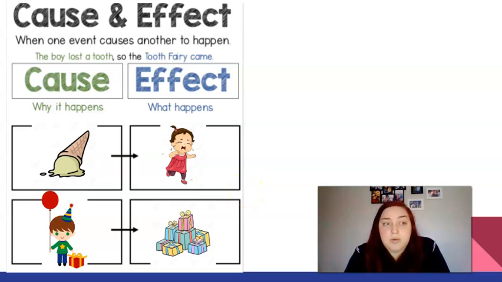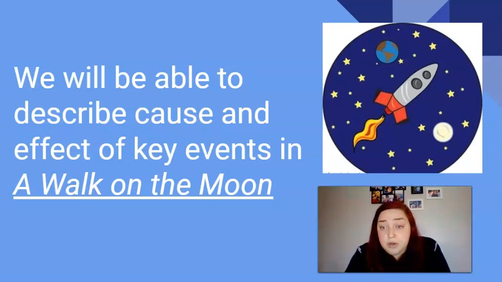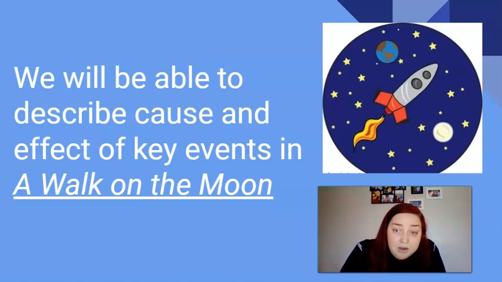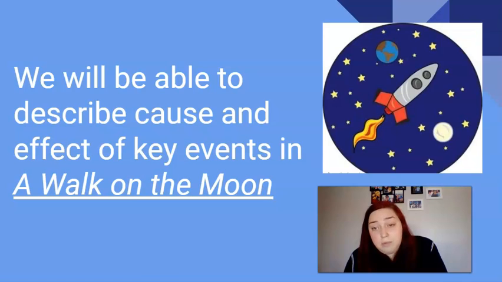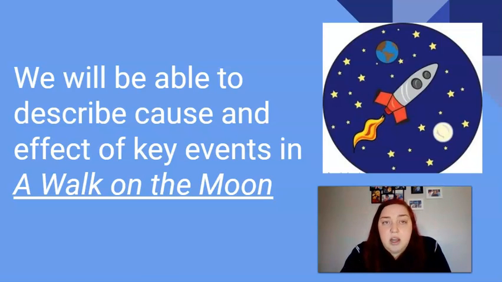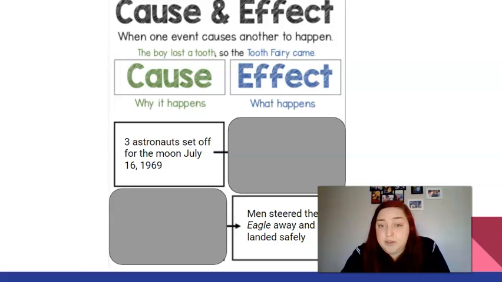So we're going to go back to our story today, A Walk on the Moon, and we're going to look at some of the key events that happened in the story and why they happened, or the effect, what happened because of these key events. Let's get started by reading through our story. I'm going to have the computer read the whole time. You'll follow along with the highlighted word. Afterwards, we'll go back and Miss Kelly is going to show you how to identify cause and effect.